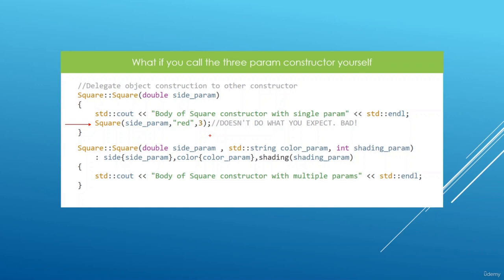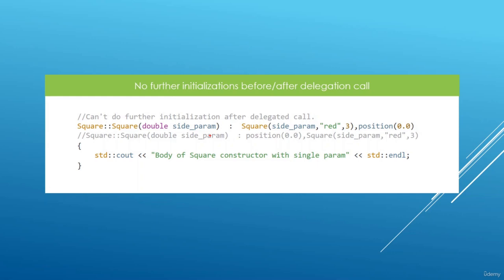So if you really want to do constructor delegation, initializer lists are your only bet. This is one case where we can only do this using initializer lists, and the importance of initializer lists is only getting better. Another thing you should know with constructor delegation is that if you have done constructor delegation in your class, you can't do any further initialization before or after the delegation call.